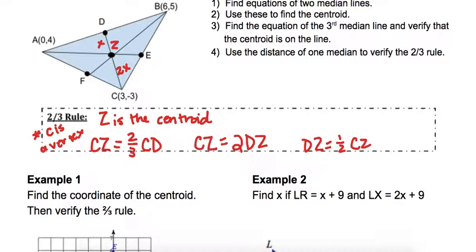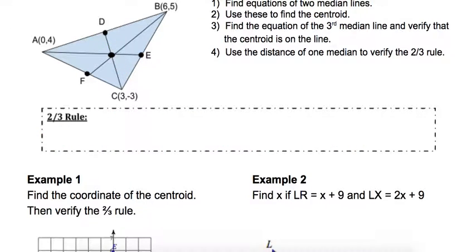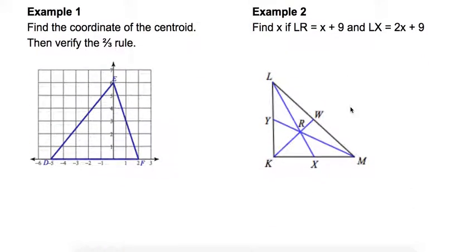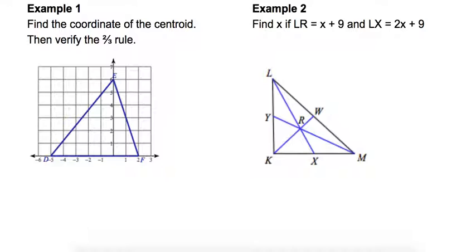So let's use this to try to make some calculations about a couple different things. First we have a triangle, and we want to find the coordinate of the centroid and then verify the 2/3 rule. So the centroid is made up of the medians, and the medians connect midpoint to opposite vertex.